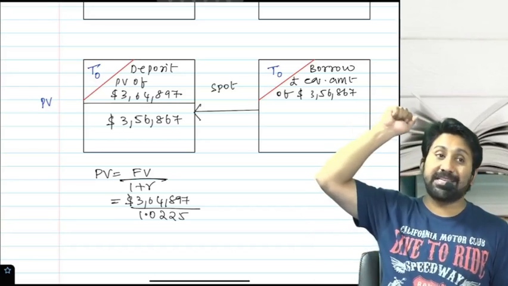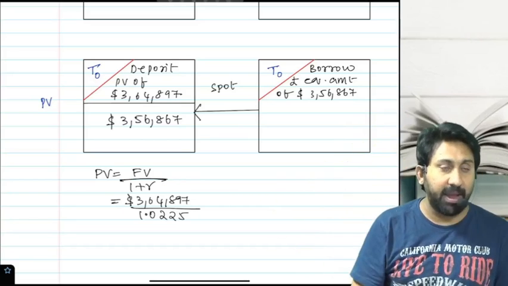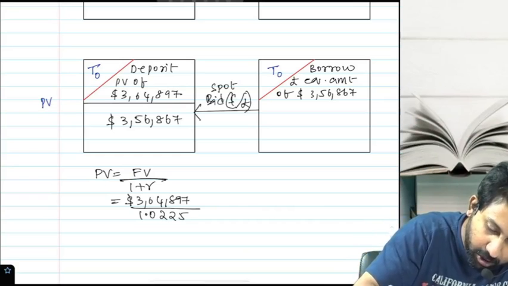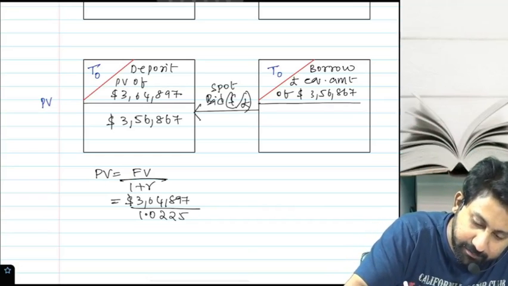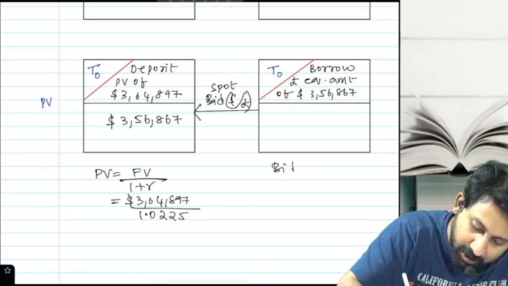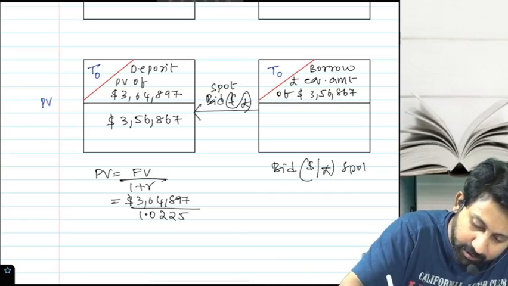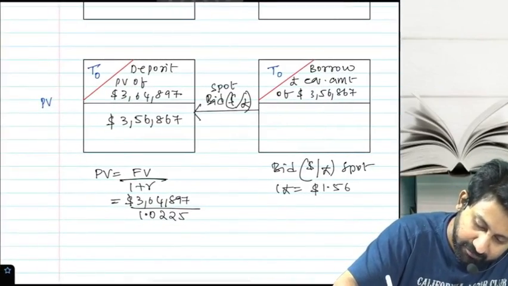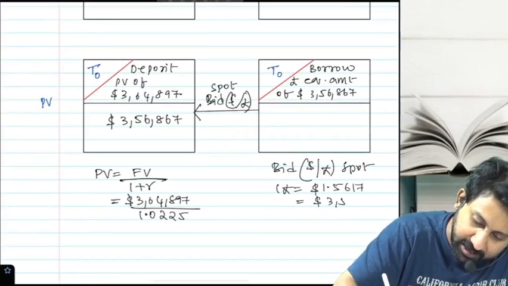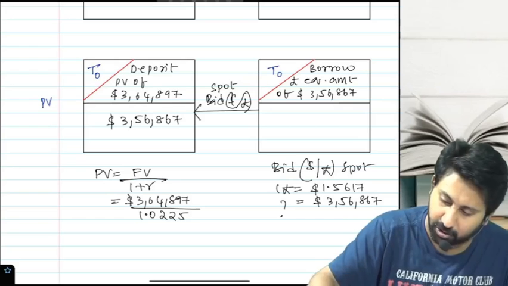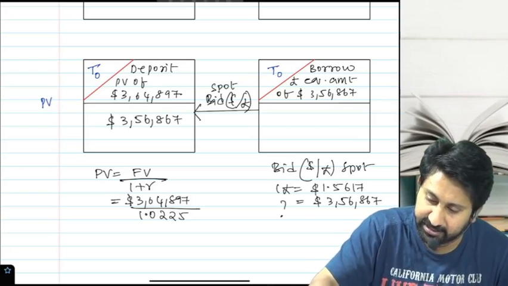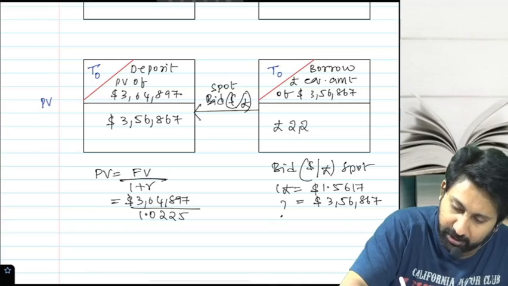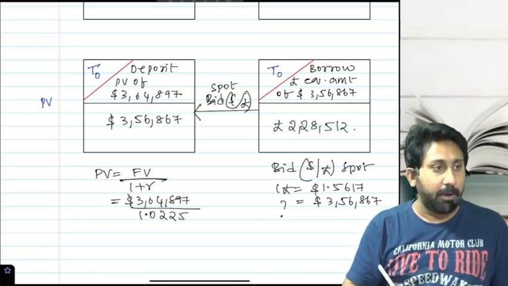Repetition once again: you are selling the pounds, the bank has to buy the pounds, and the bank buys at a lower rate. The lower rate is the bid rate. Bid of dollar by pound. Okay, I'm doing the calculation here. Bid of dollar by pound spot means 1 pound equal to dollar bid 1.5617. How many dollars do I need? 356,867. So how many pounds? 356,867 divided by 1.5617 means 2,28,512 pounds you need to borrow.